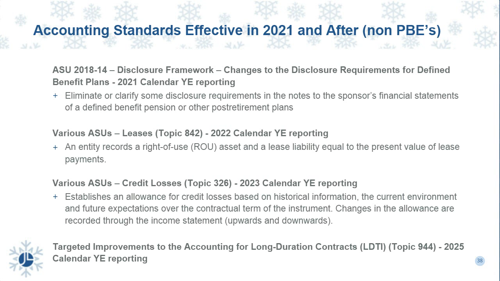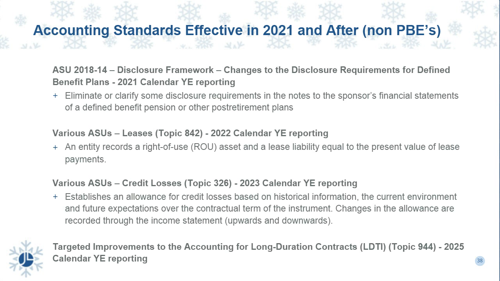Leases do not go into effect until 2022, and credit losses is coming into effect in 2023 now. So a couple more years to work on those, making sure to get ahead of the curve, because they are not easy to implement sometimes. And Johnson Lambert will be working on white papers to help assist clients and colleagues to help work their way through implementation of those key standards.